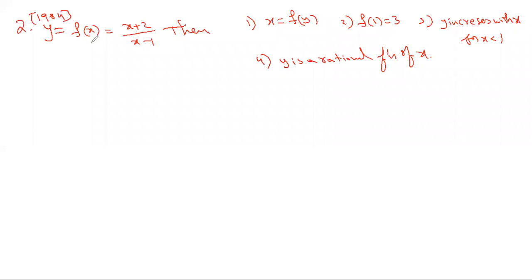They are given y is equal to f of x, which is x plus 2 by x minus 1, and they're asking us to verify which of the following is true. If you remember the definition of a rational function, when we did the real functions, constant function and all those, the rational function definition itself is numerator and denominator being polynomials, then that is a rational function. So y is a rational function of x is a correct option straight away from the definition.